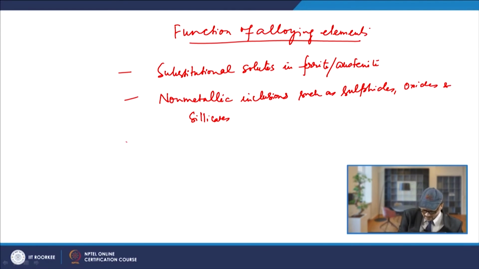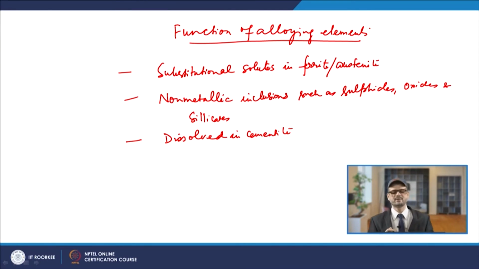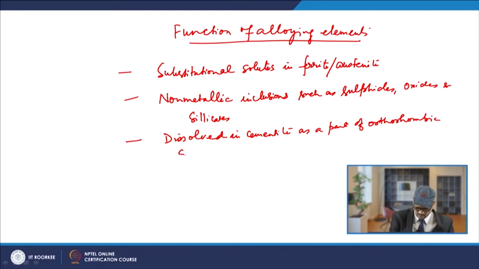Then they can also be dissolved in cementite, and they will be dissolving as a part of the orthorhombic structure. So, you have also, like, FeMn3C. So, that way it is found.